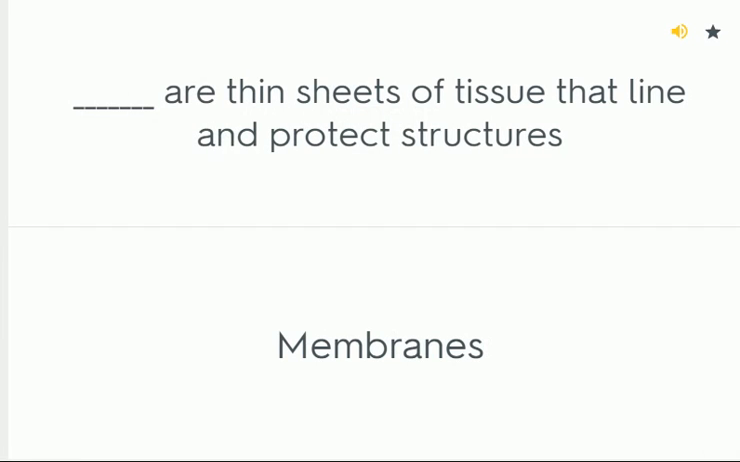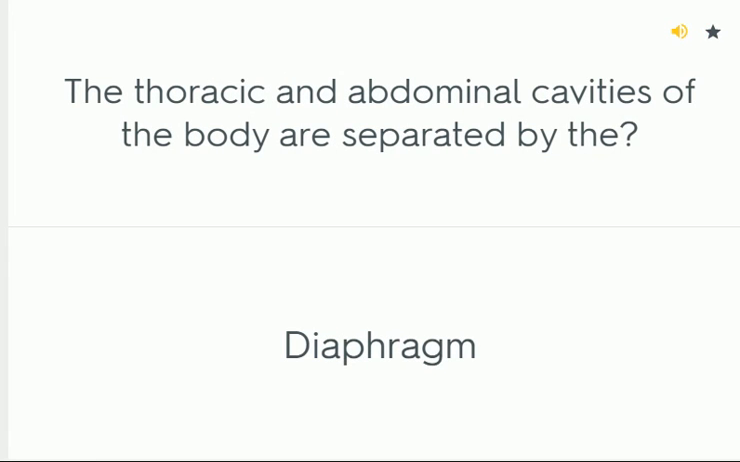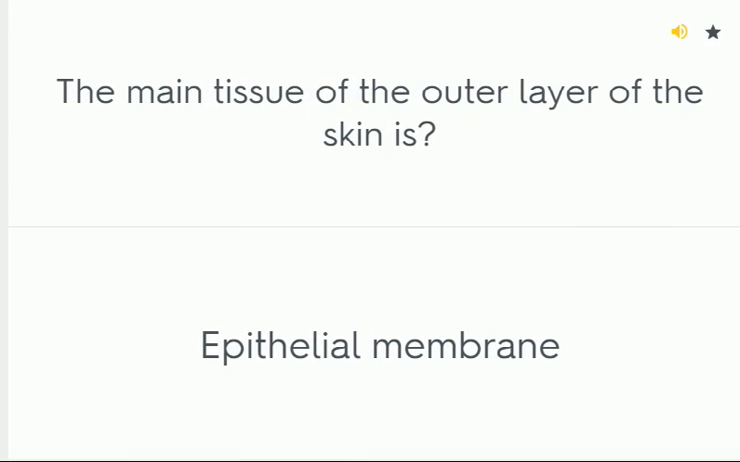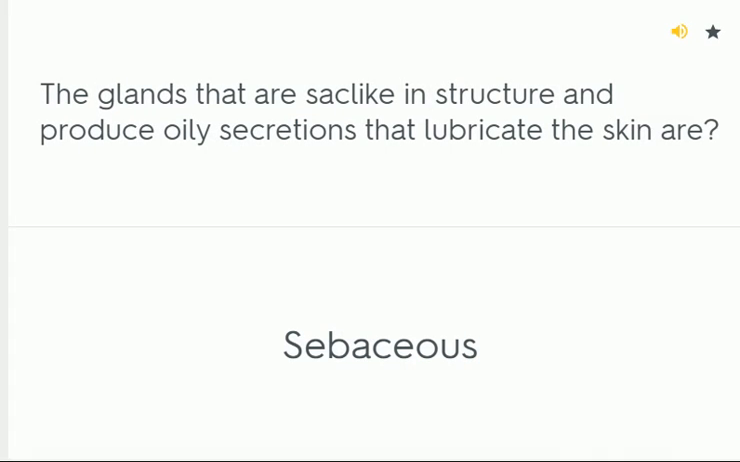Membranes are thin sheets of tissue that line and protect structures. The thoracic and abdominal cavities of the body are separated by the diaphragm. The main tissue of the outer layer of the skin is epithelial membrane. The glands that are sac-like in structure and produce oily secretions that lubricate the skin are sebaceous.